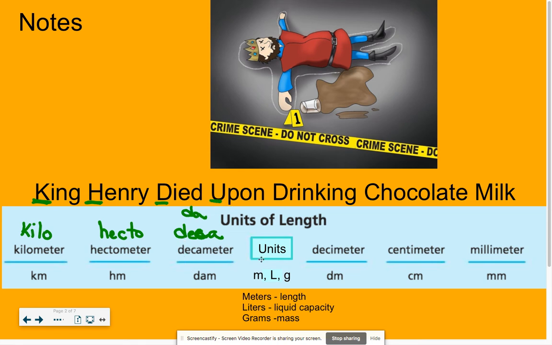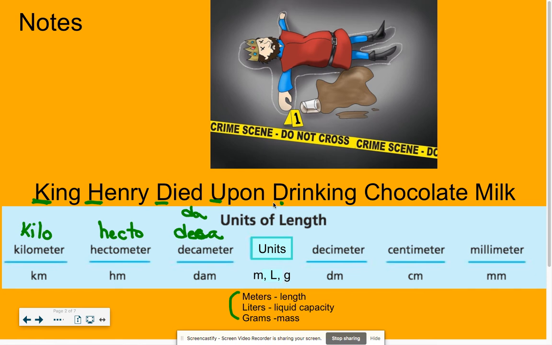The U stands for units. We have 3 units of measurements in the metric system. We have meters for length, we have liters for liquid capacity, and we have grams that measure mass. So we have the M for meters, a capital L for liters, and a G for grams. We put those letters with each of these other prefixes because kilo is just a prefix to one of these units.